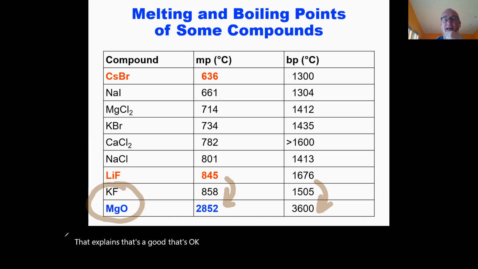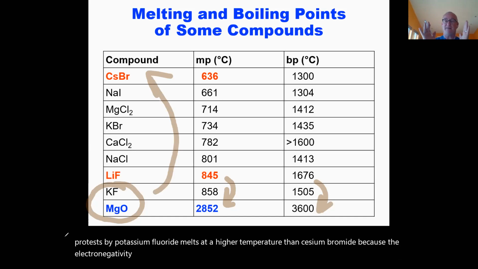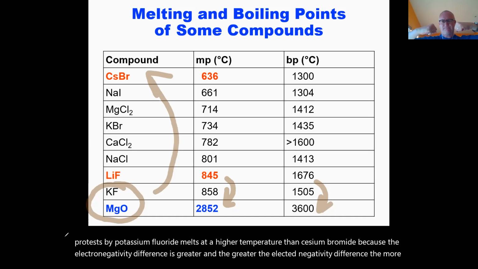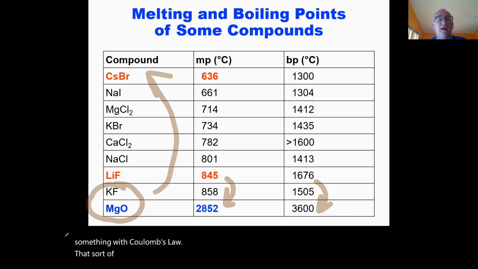That explains why potassium fluoride melts at a higher temperature than cesium bromide, because the electronegativity difference is greater. And the greater the electronegativity difference, the more ionic it is, and so the harder it is to pull those two things apart. But I just talked about something with Coulomb's law that sort of explains what's been going on here.